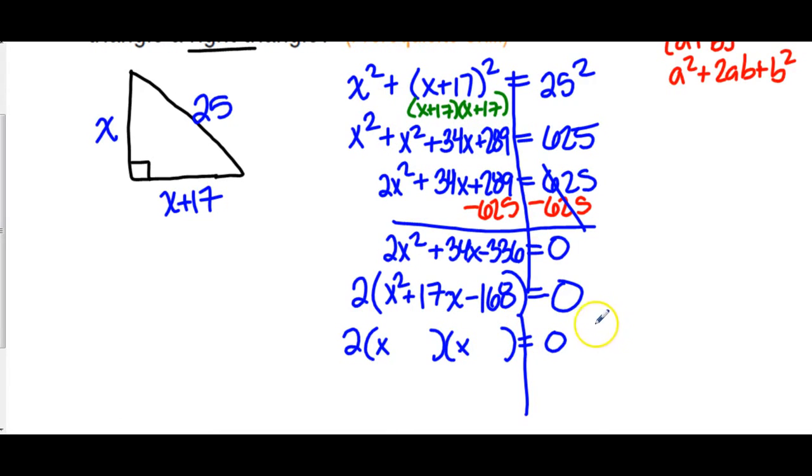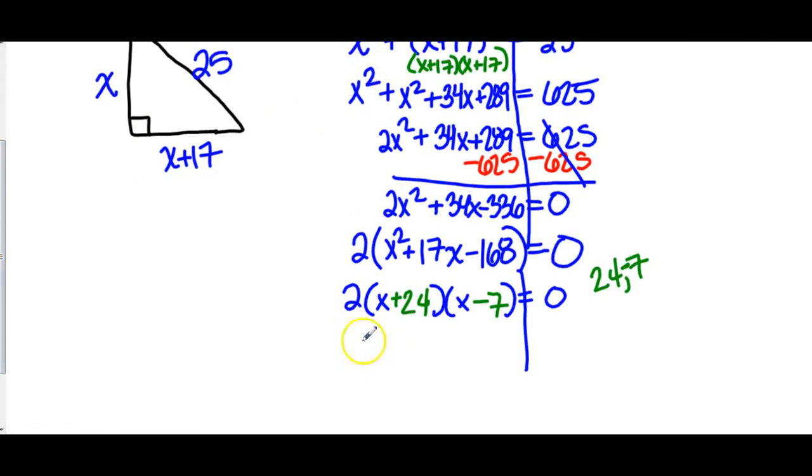When I factor, I discover that 24 times 7 is 168. I have to multiply to a negative 168, which means I get to have one of these as a negative value. And to get to a positive 17, I need the 7 to be negative. So it's going to be x plus 24 and x minus 7. To finish solving for x, we take each factor, set it equal to 0. So I have x plus 24 equals 0, x minus 7 equals 0. We get x equals negative 24, and x equals 7.